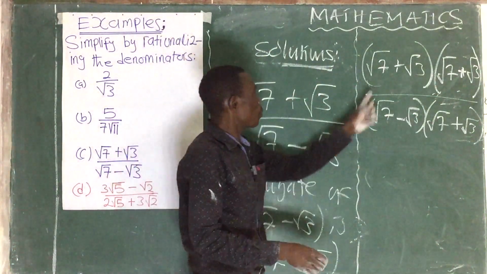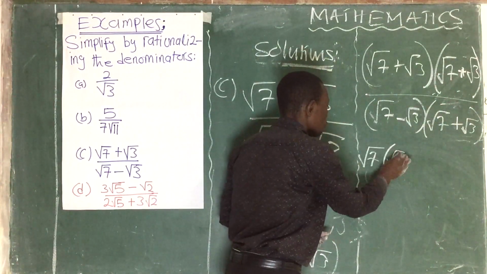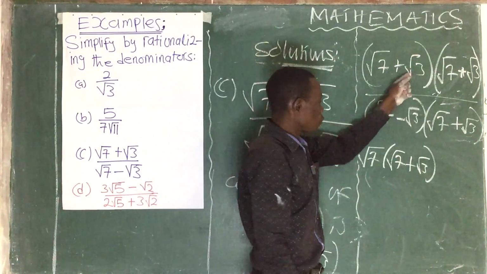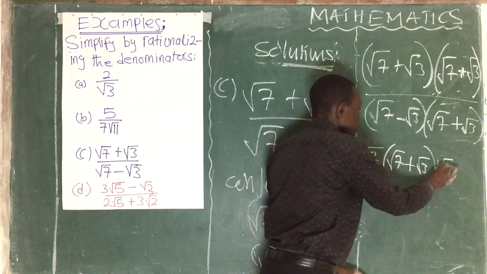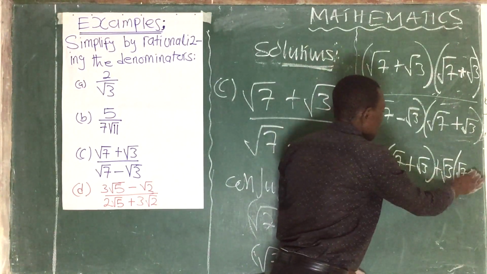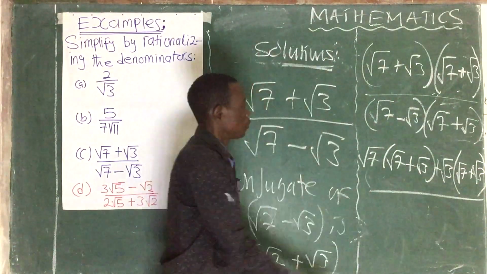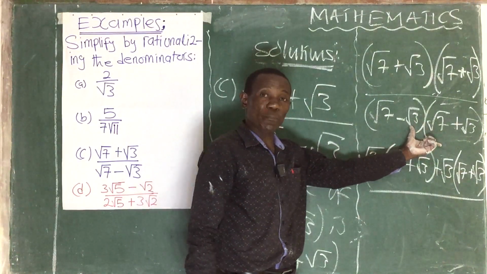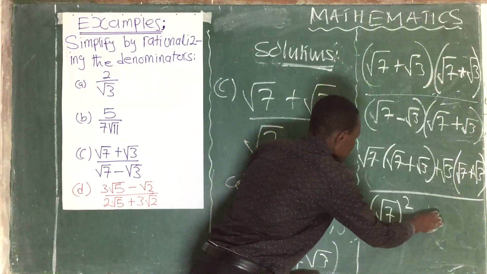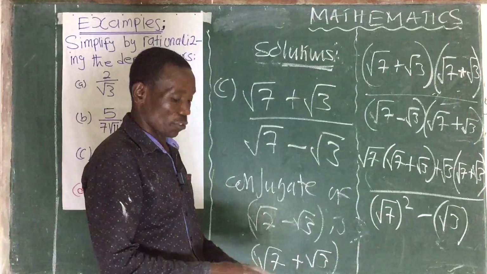So on top, I'll have root 7 multiplied by this bracket, which is root of 7 plus root of 3. Then root of 3, which is positive root of 3, multiplied by root of 7, then plus root of 3, like that. Over here, we don't have trouble. Let's just square the root of 7. Then we subtract root of what? Root of 3, squared, like that. That's the way it goes.